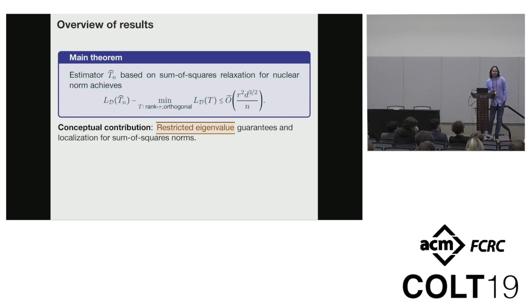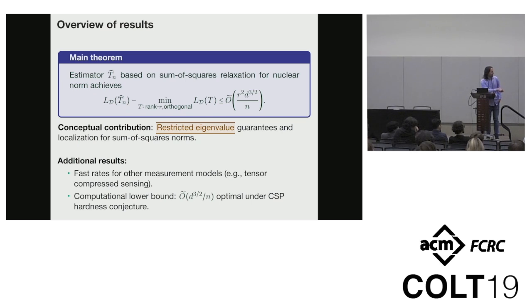Beyond this, we show how to extend this to some other measurement models, and we also give another hardness lower bound, which says that if you believe standard CSP hardness assumptions, you probably can't improve this d to the 3 halves factor by much.